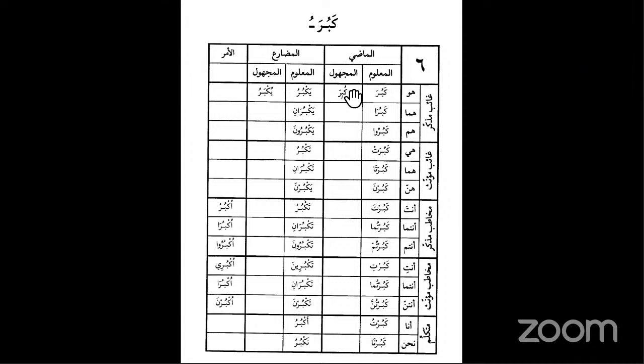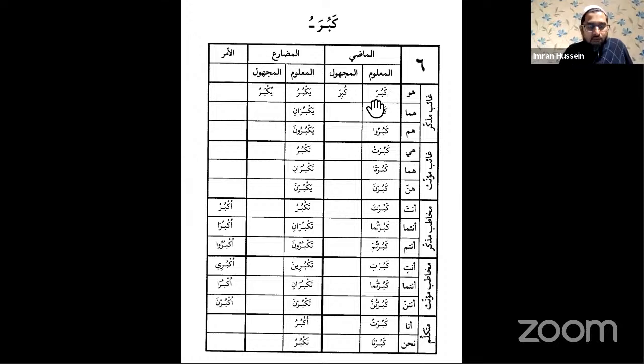For this verb there is no majhul, because in Arabic we have transitive and intransitive verbs. Does anyone know these terms? In Arabic we have fi'l lazim and fi'l muta'addi. A fi'l lazim, an intransitive verb, is a verb which completes its meaning with the doer. For example, if I say he went, it suffices. And fi'l muta'addi, a transitive verb, is a verb which doesn't complete its meaning with the doer, but requires an object as well.